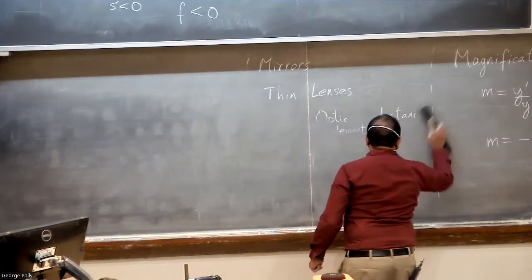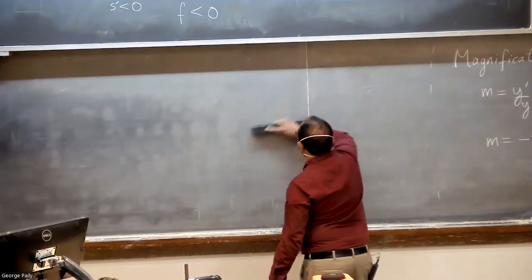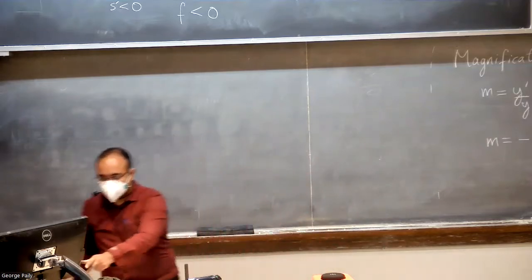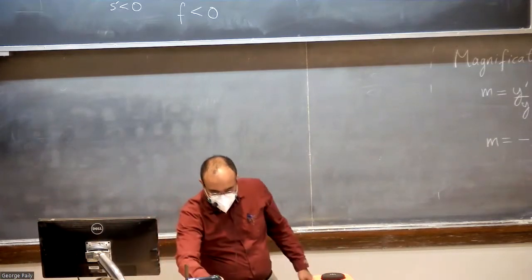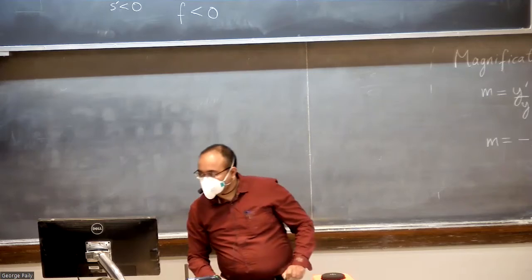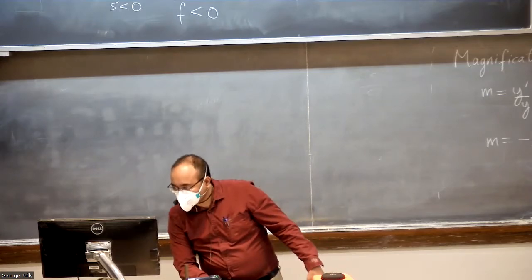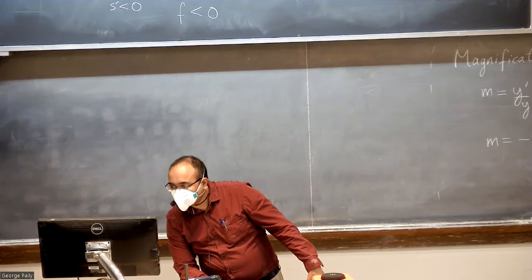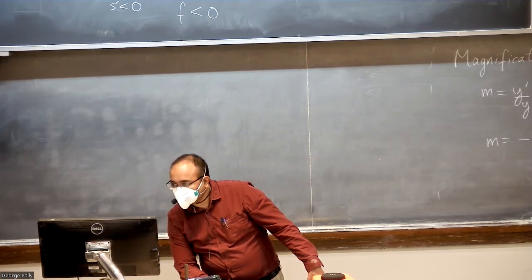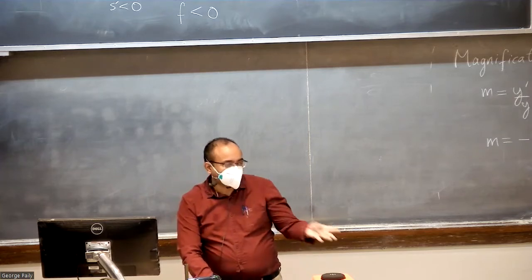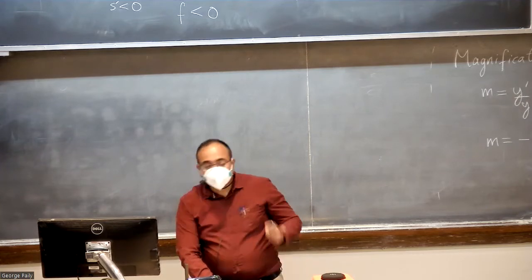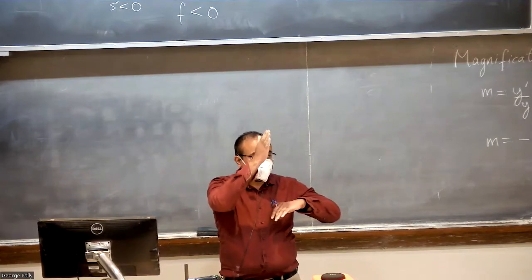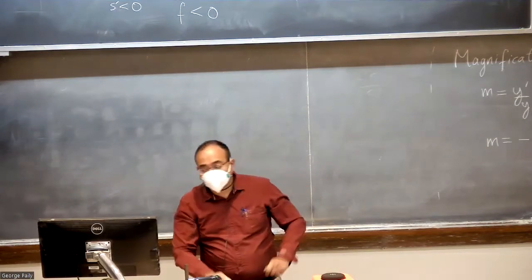So, what if you don't have a lens? What if you just have rays going from one medium to another? Well, we know about n1 sine theta 1 equals n2 sine theta 2, but that only holds if the surface between them is flat. What if the surface is curved?